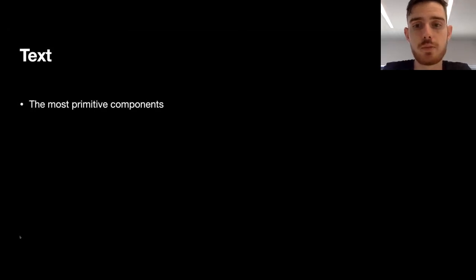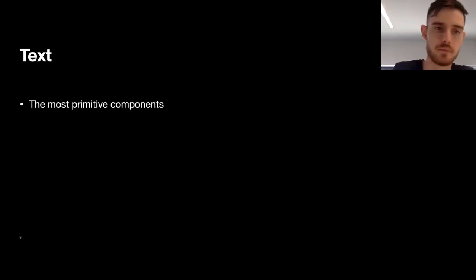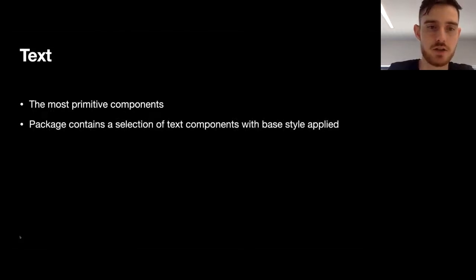I think text is probably the most primitive set of components within our design system. It makes sense that you can't get much more primitive than text. So it contains a selection of text components with the base styles applied. So we have a few components in here.